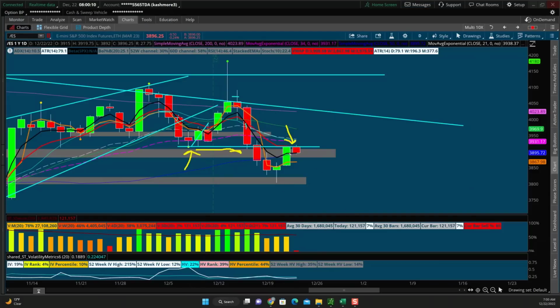So I'm playing it as I don't want to get bullish until we break that level, and if we break below basically 3895, I'll go short. That's the way to look at it, and I'll go more in depth on why.